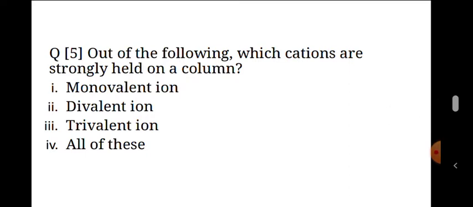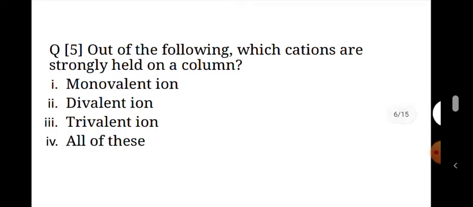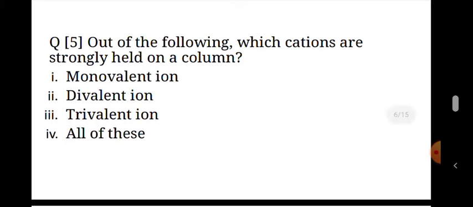Out of the following, which cations are strongly held on a column? Monovalent ion, divalent ion, trivalent ion, or all of these? The trivalent ions are the most strongly held on a column. As the valency increases, their attachment to the column will increase. Trivalent ions have 3 valency, so they will be attached more to the cation exchange columns.